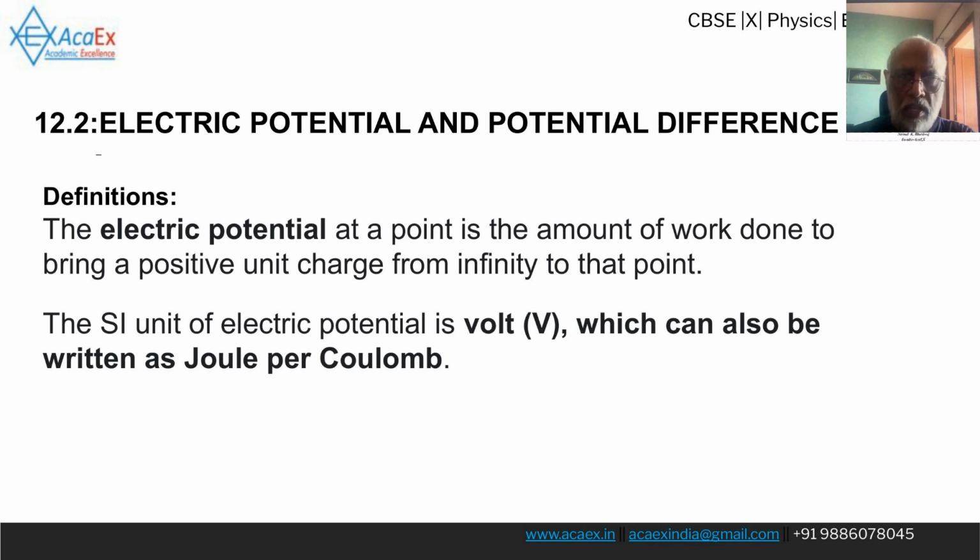Electric potential and potential difference. Electric potential. The electric potential at a point is defined as the amount of work done to bring a unit of positive charge from infinity to that specific point. The SI unit of electric potential is the volt, represented by V. This can also be expressed as a joule per coulomb.